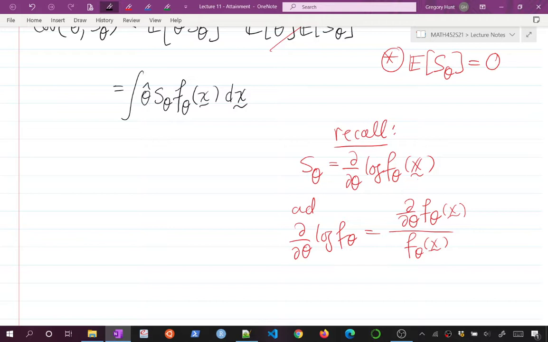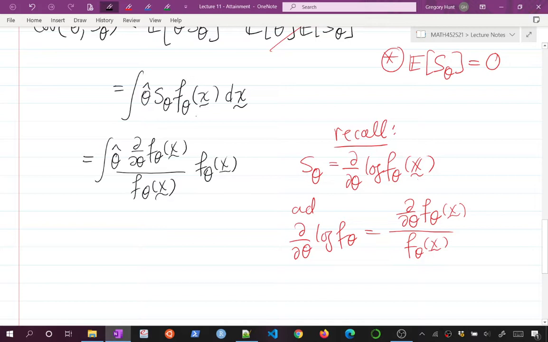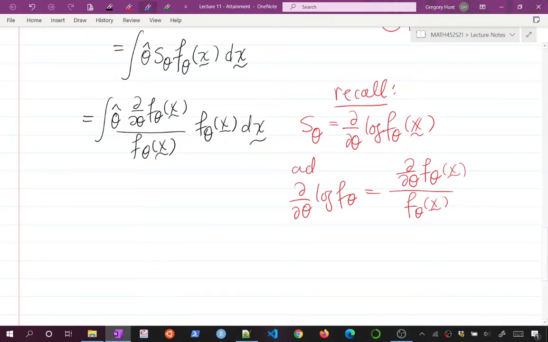What this means is that when I'm writing out this integral, I can replace S theta with this expression. So this would be the integral of theta hat. Now in place of the score, I'm going to put d d theta of f theta of x divided by f theta of x, times f theta of x, which I bring down from up top. And I'm integrating against all my x's. So notice here nicely that we get some cancellation, right? The f theta on top cancels with the f theta on the bottom, and we get the integral of theta hat times the derivative of f theta of x with respect to theta.